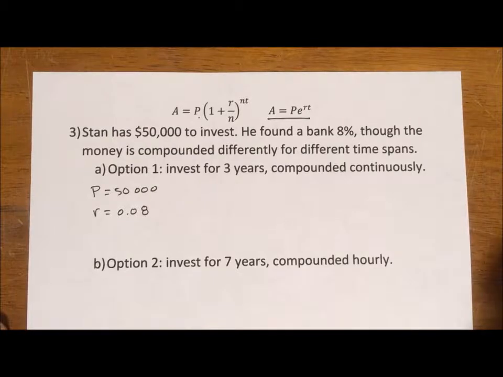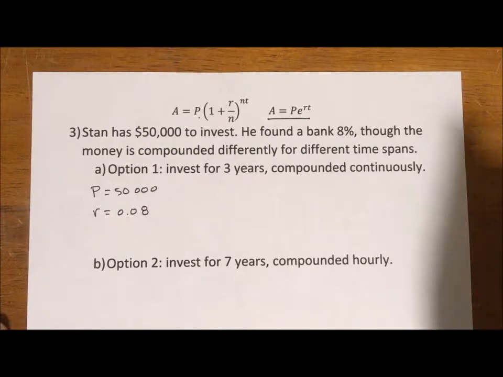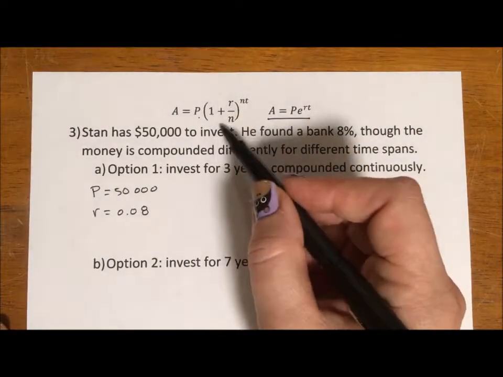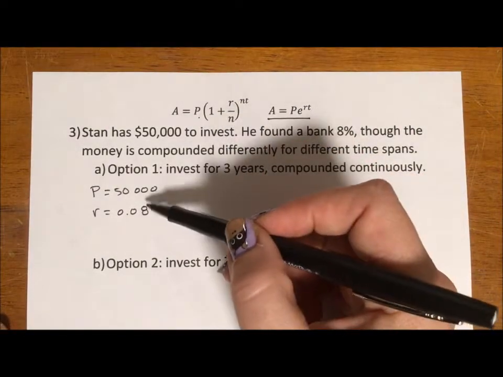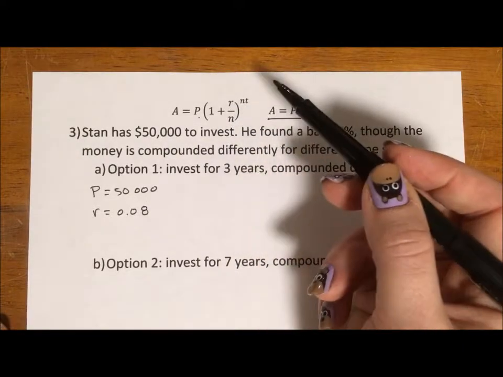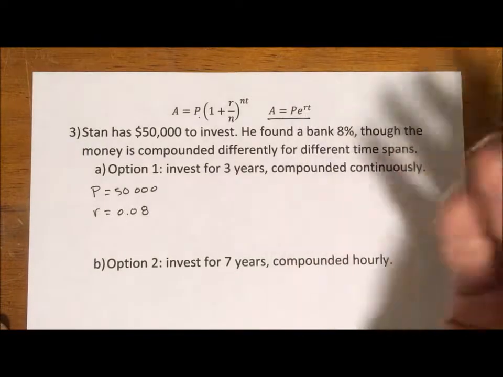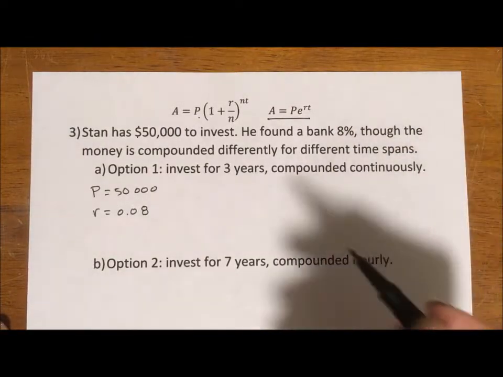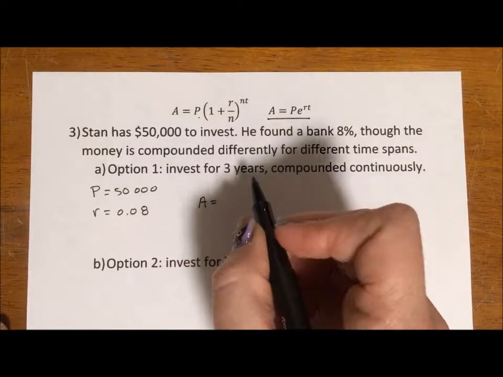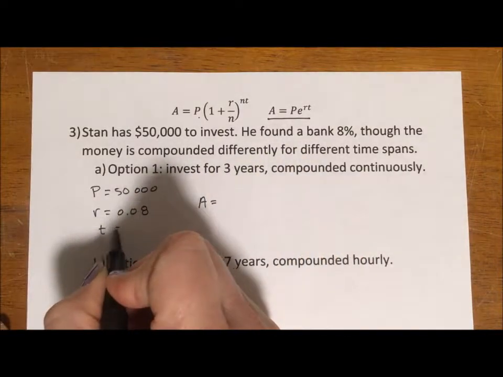E is a number just like pi is a number, and it is a number that represents continuous interest. When you have 1 plus r over n, it's just a number. If this was annually, it would be 1.08. It's just a number. E is just a different number. Okay, so for this one, it says the T is 3 years.